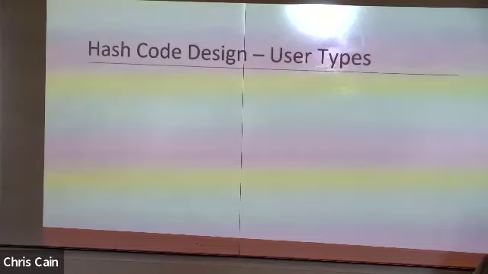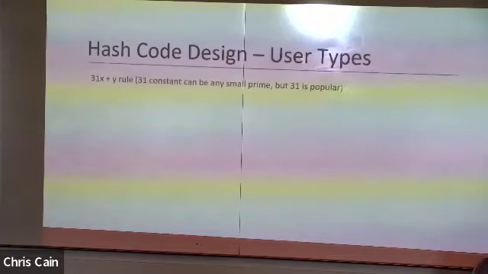User types means the kind of object that you would create yourself. So if you were to create a person object, or an animal object, or any other kind of custom designed object, we're going to use the same kind of 31x plus y rule. 31 is popular again because it's a Mersenne prime.